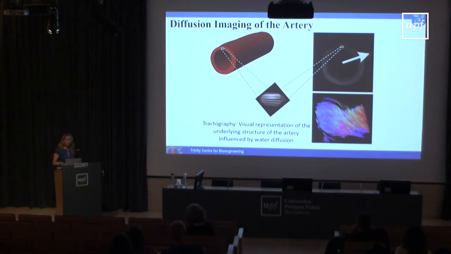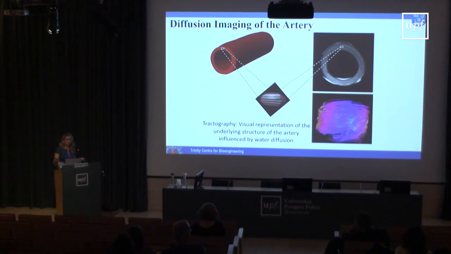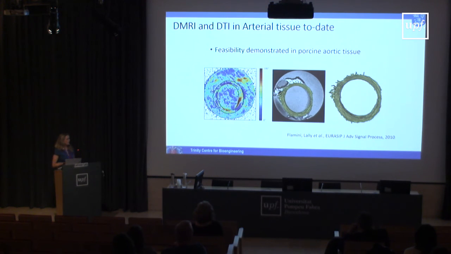We're only doing it ex vivo at the moment, but we believe the key is seeing this structure of the plaque, which is critical to the vulnerability, and then ultimately translating it in vivo. First we have to establish whether that is the key. So we started this in 2010, where we were the first to show the feasibility of using diffusion tensor imaging to see this underlying structure of artery.